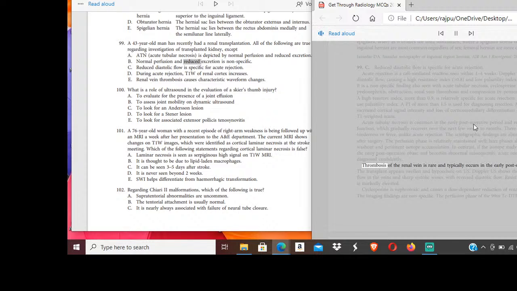Thrombosis of the renal vein is rare and typically occurs in the early postoperative phase. The transplant appears swollen and hypoechoic on US. Doppler US shows the absence of flow in the veins and sharp systolic waves, with reverse diastolic flow. Resistivity index is markedly elevated.